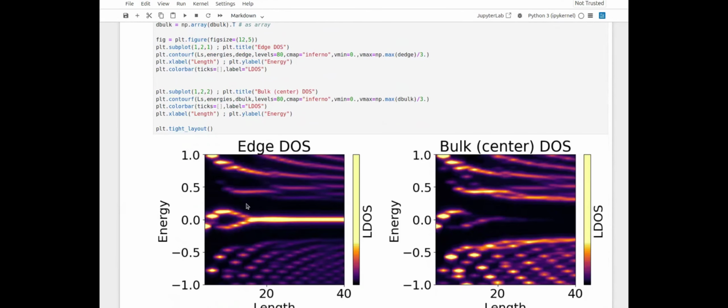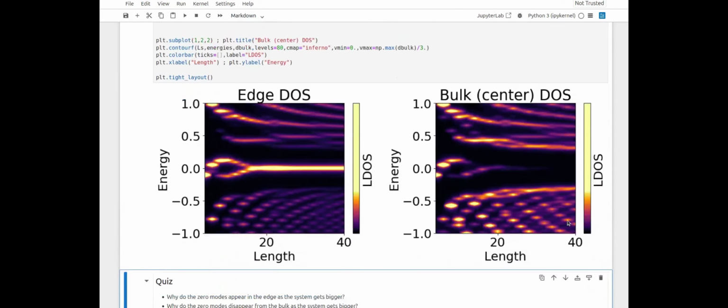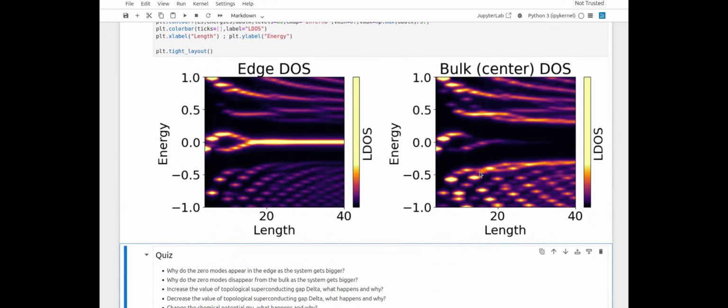But what's important is that when the system is big enough, then your modes get pinned at zero energy at the edge, and in the bulk, nothing remains. So in practice, when the system is big enough, no matter what your chemical potential is, with a p-wave superconductor, then you will get your topological modes. And the reason is because the topology is enforced by the nature of the superconducting order.